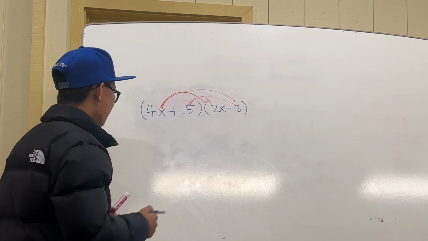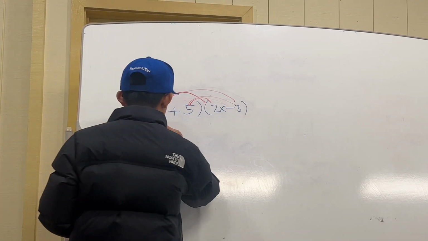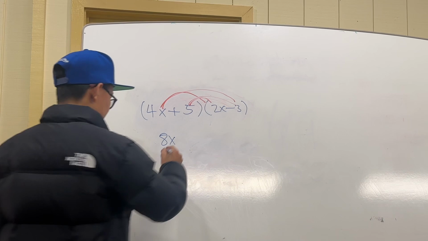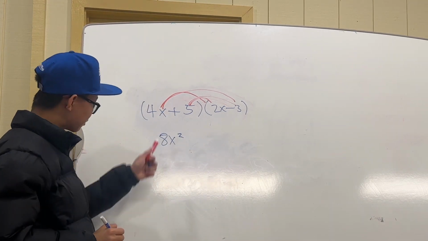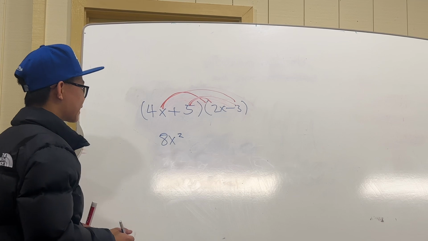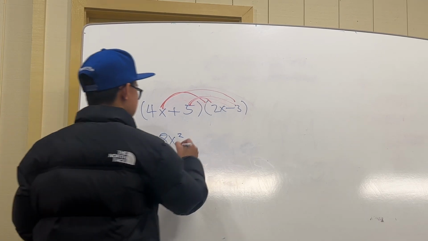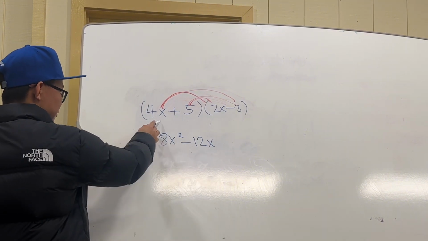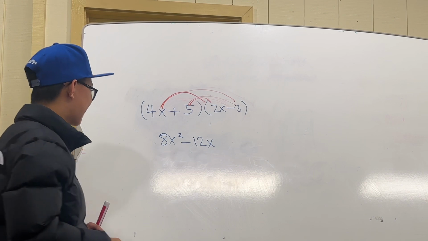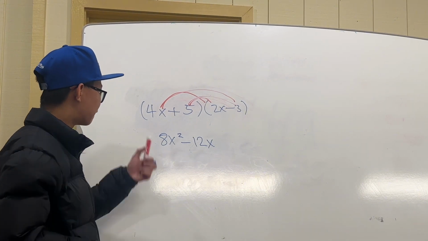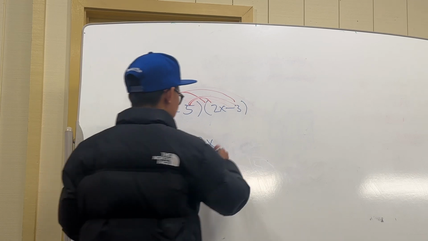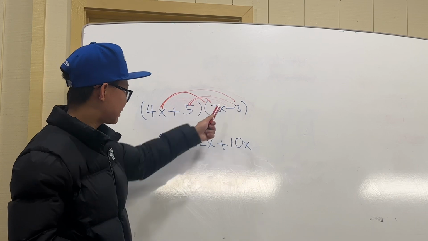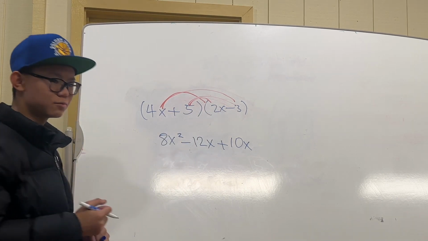And so we have here 4x times 2x is 8x. But because we're multiplying two x's together and raising it to the power of 2, that's 8x squared. Then 4x times negative 3 is negative 12x. The x comes from the 4x, since we're distributing. And then we take the 5 and multiply it by 2x to give us plus 10x. So there's the x right here.